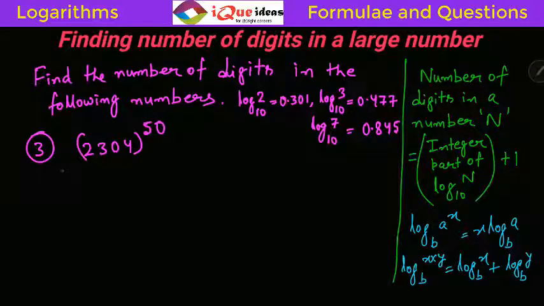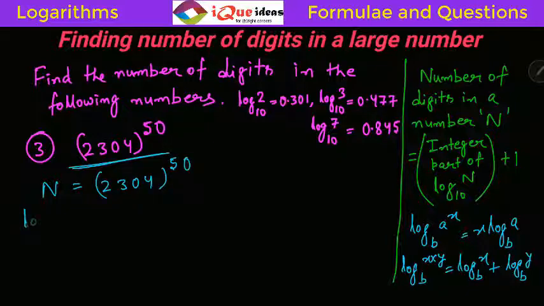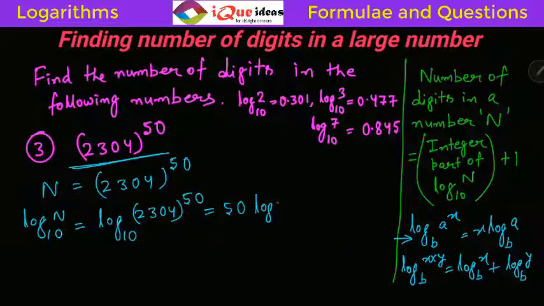Now this third number is 2304 raised to the power 50. So let's say the number n is equal to 2304 to the power 50. The first step to find the number of digits is to take log of n to the base 10. So here it will be log of 2304 to the power 50 to the base 10. First of all, following this first rule, the power will come out. So 50 will come out. So it will be 50 into log of 2304 to the base 10.